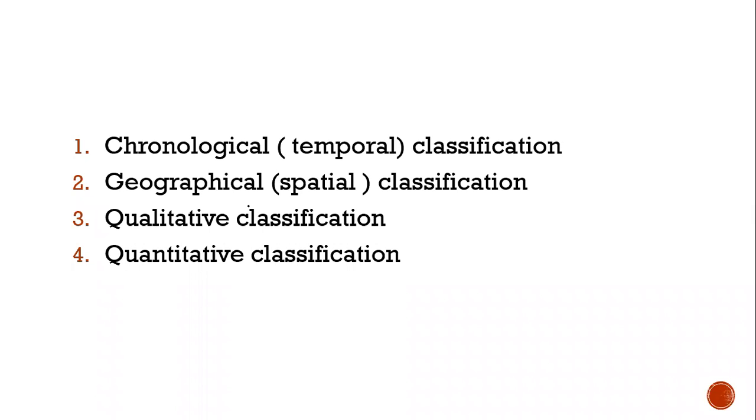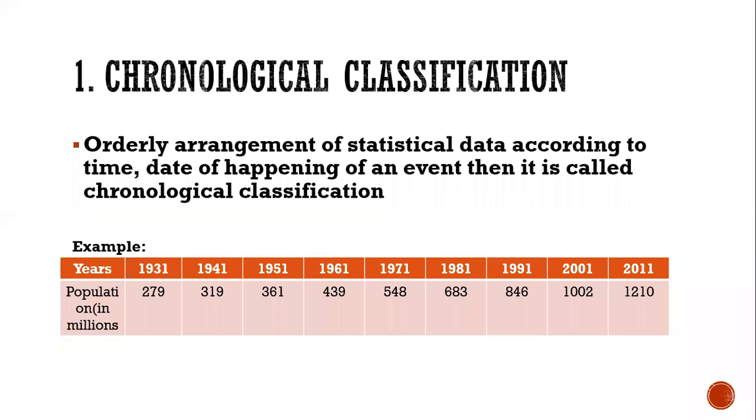Okay, good. So which are the 4 types of classification, students? The 4 types of classification are chronological classification, geographical classification, qualitative classification, quantitative classification. Okay, first one is chronological classification. What do you mean by the word chronological?